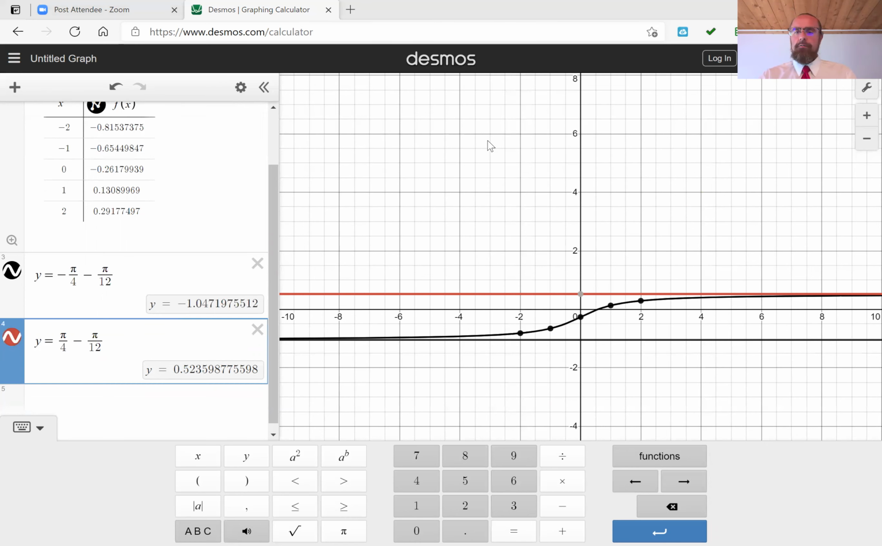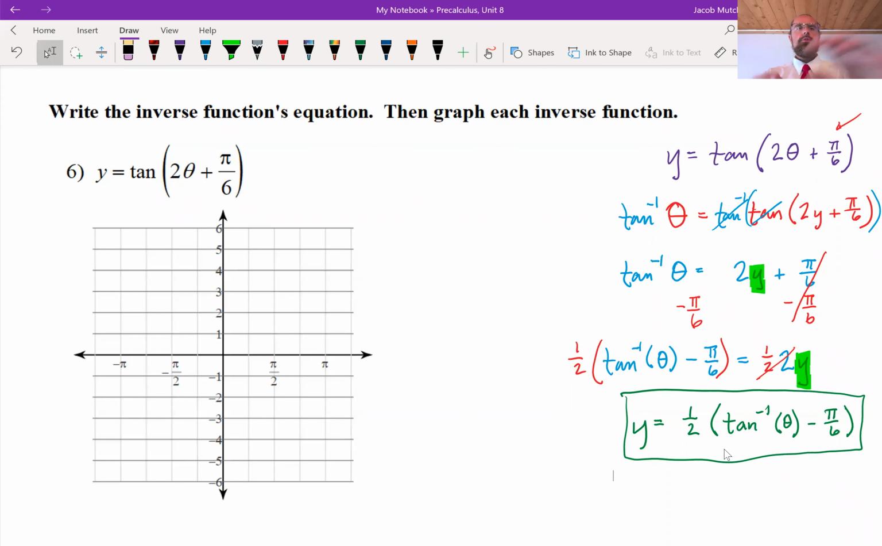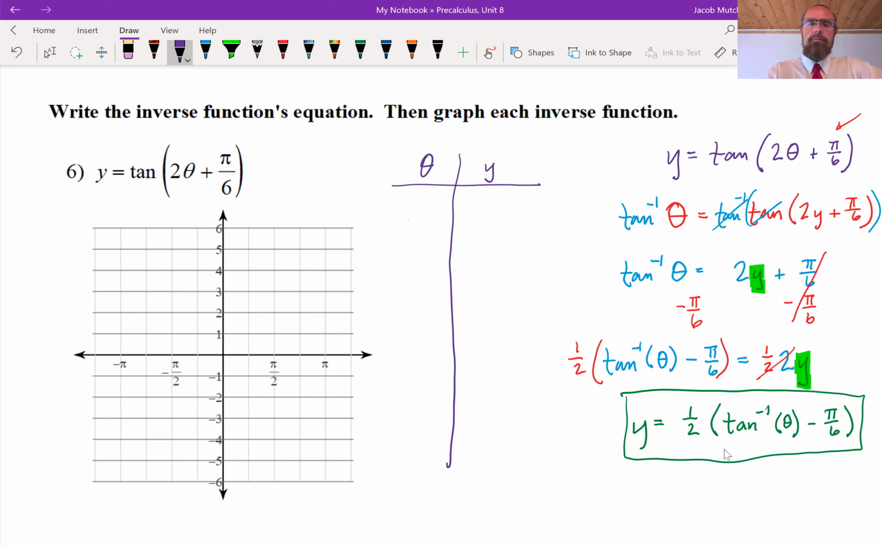So let's head back to finalize this graph. Let me just recreate that table for us. So again, we'll put theta and y. And remember, we had picked up -2 through +2. So we'll replicate those 5. And then our outputs were -0.82, -0.65, -0.26, 0.13, and 0.29.